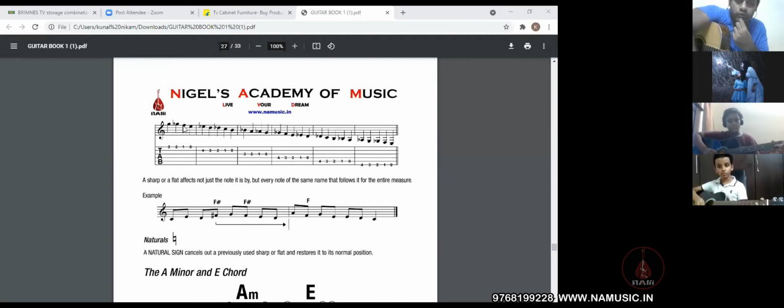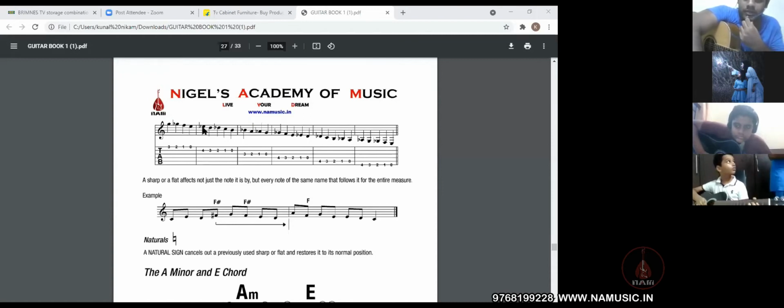Then what are you supposed to do? Okay, let's have you play it. Very nice. So if I'm playing this note, which note is this? This is E. Very good. So if you are playing the E note and I put a flat before it, then that becomes which note? That becomes E flat, right?